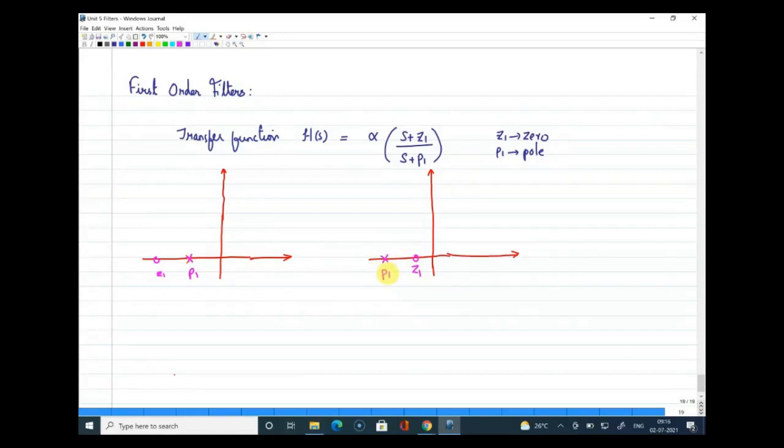So the form is s plus z1 divided by s plus p1. That means you will have a zero at minus z1, and you will have a pole at minus p1. That is what I have marked on the S plane. What you're seeing here is the S plane, where I'm marking the poles and zeros. Now, depending on the value of zero and pole, you will have either a pole greater than zero, or a zero greater than a pole, right? So now we got to know this is the pole zero diagram of the first order filter. Now with this, can you tell me what type of response you can expect?